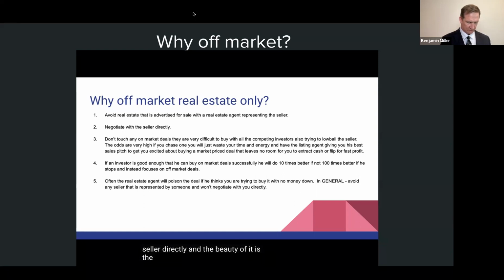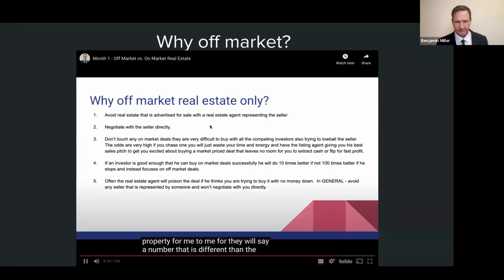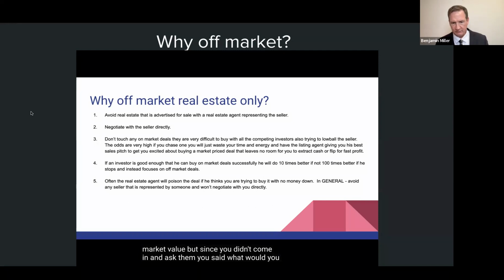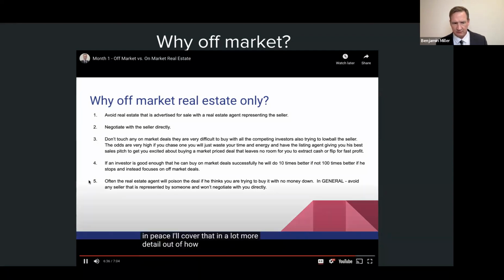And the beauty of it is a seller can say yes. And a seller doesn't always have all the latest analysis in terms of exactly what the property's worth. Sometimes if you just ask them, what would you sell the property to me for, they will say a number that is different than the market value. Since you didn't come in with an offer and instead asked them, you very often will get a surprise where they quote something different. When we go through the negotiation piece, I'll cover in a lot more detail how to quickly get that done. But don't waste any time chasing on-market deals.